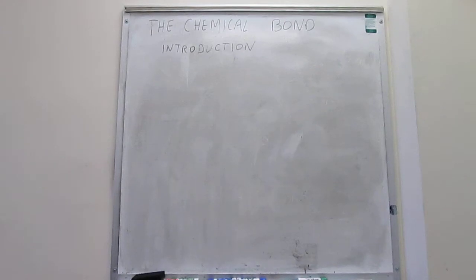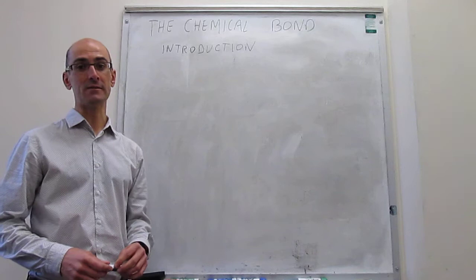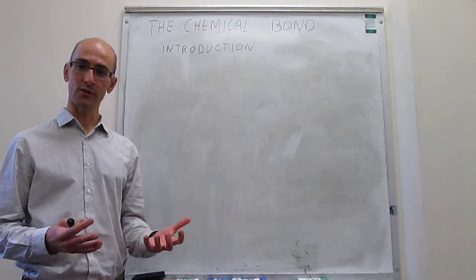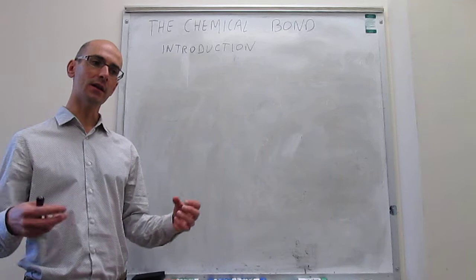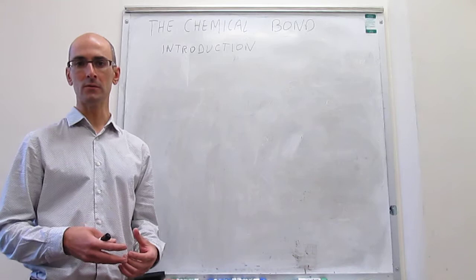We now begin a series of videos about the chemical bond. In prior videos, we studied the electronic structure of single atoms. Of course, what we're interested in now is seeing how single atoms come together to form chemical bonds so that they can give rise to molecules, especially molecules that are of interest in the life sciences.